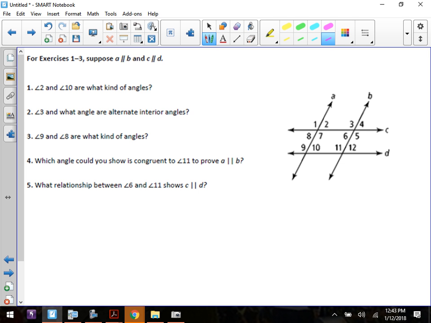Relationship between 6 and 11. If you want the relationship between 6 and 11 to show that C and D are parallel, 6 and 11 have to be either supplementary or congruent. What would they have to be? Supplementary. Could they be congruent? If they're congruent, what would they have to equal? Very good.